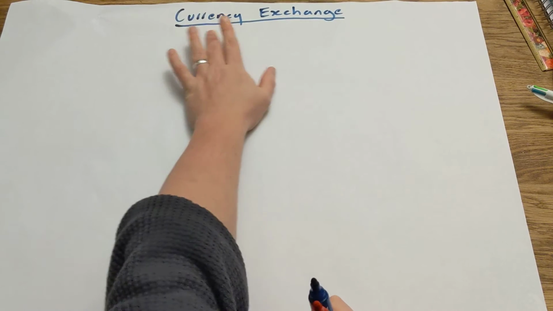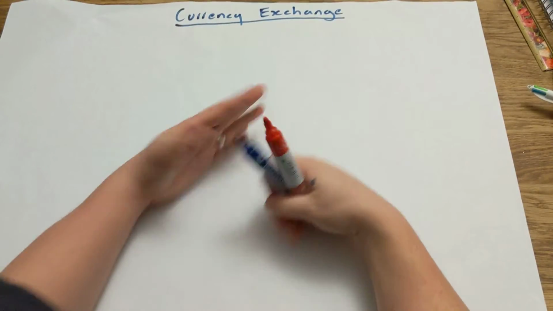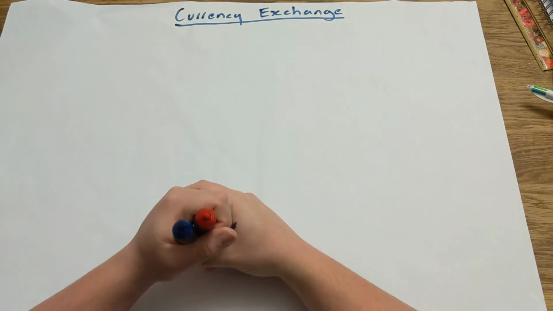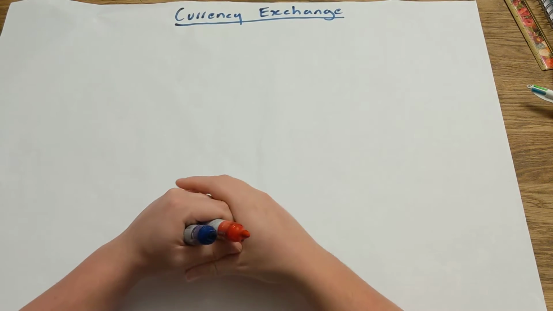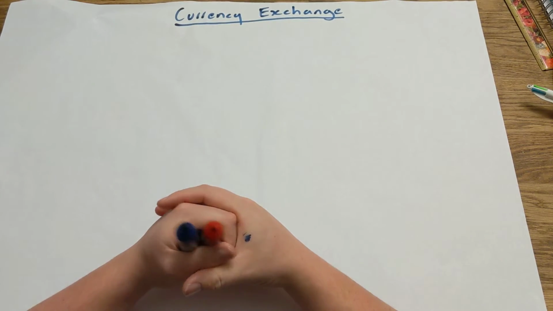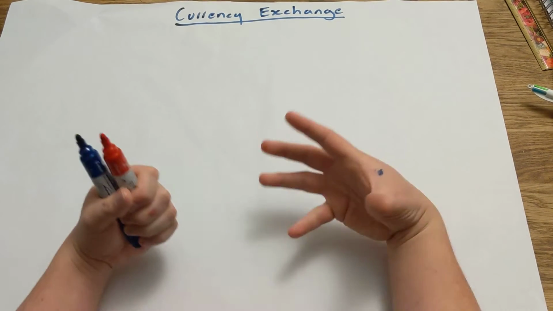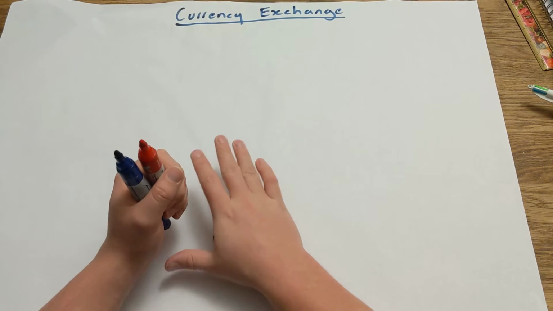What we're moving on to now is the idea of currency exchange. So that means currency, that's just money, and it means changing it for other currencies, other types of money. For example, when you go on holiday, if you go somewhere in Europe, you'll want to change your pounds for euros. If you go into America, you'll want to change your pounds for dollars, that sort of thing. That's what this is all about.